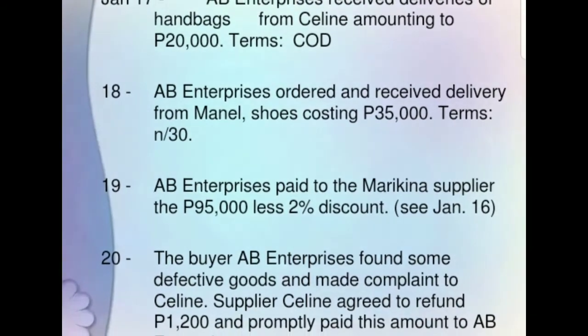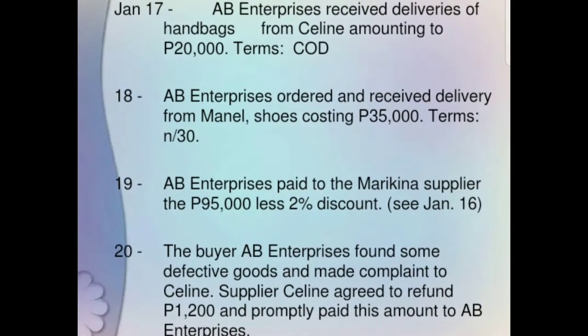And next is January 17. AB Enterprises received deliveries of handbags from Celine amounting to 20,000. Terms COD. 18, AB Enterprises ordered and received delivery from Manel Shoes costing 35,000. Terms n/30. 19, AB Enterprises paid the Marikina supplier the 95,000 pesos less 2% discount. See January 16. The buyer, AB Enterprises, found some defective goods and made a complaint to Celine. Supplier Celine agreed to refund 1,200 and promptly paid this amount to AB Enterprises.